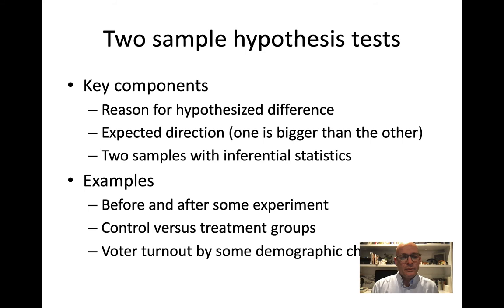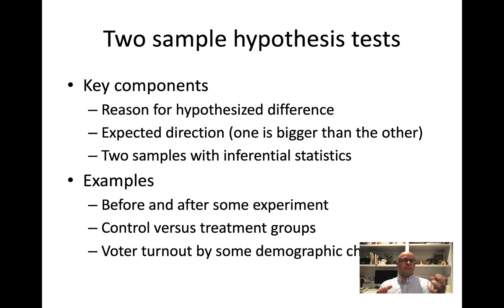Now, here are the key components of a two-sample hypothesis test. You need to have a good reason why you think there's going to be a difference. You could probably expect a directional relationship. Let's say we submit somebody to a specific program. We think that the program is going to improve them or not improve them. If we're looking at HR, human resources, we want to see whether or not males or females make more money. But we have a pretty good hunch that males make more money than females.